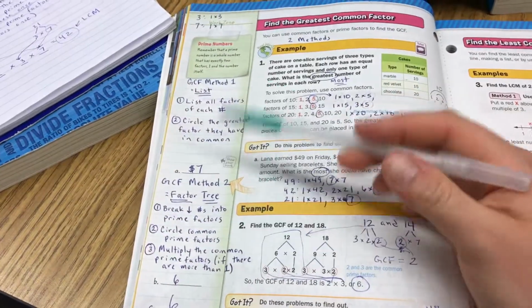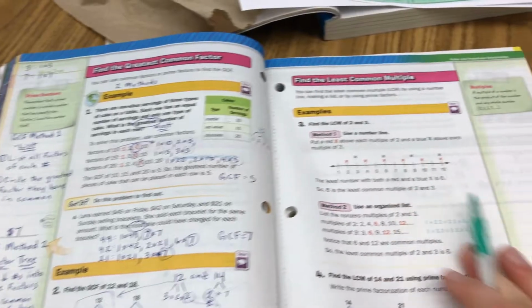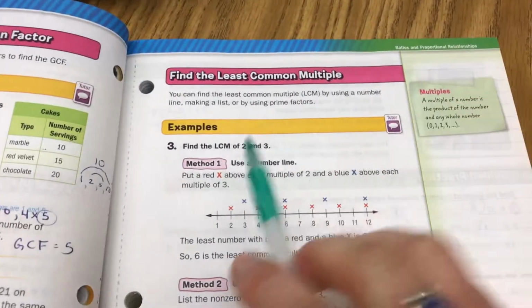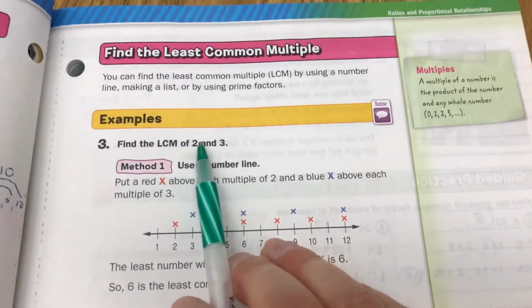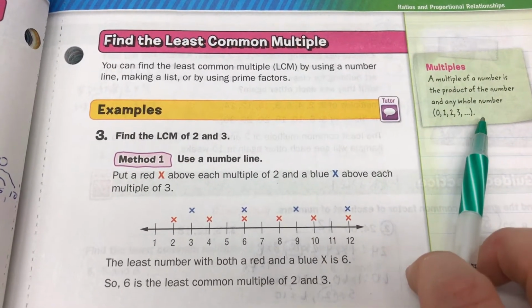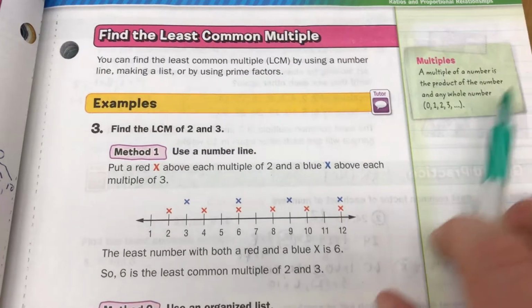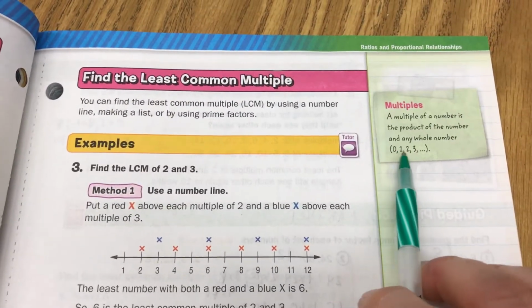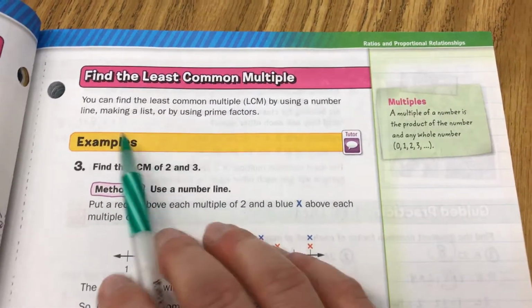For greatest common factor, let's turn the page. There were two methods, and let's read. This page is all about least common multiple. Let's find out how many methods there are on this side. Again, remember, a multiple of a number is the product of the number and any whole number. So these would be examples of whole numbers.